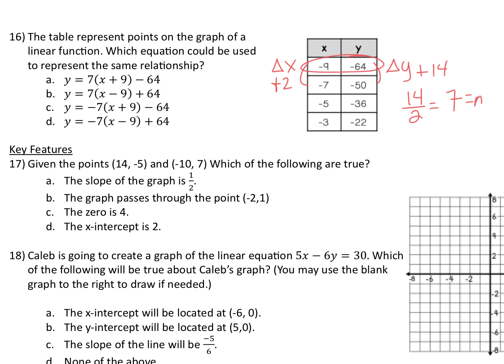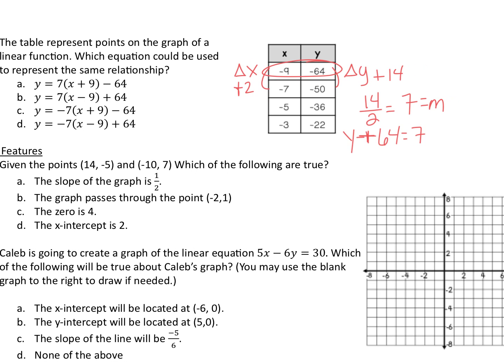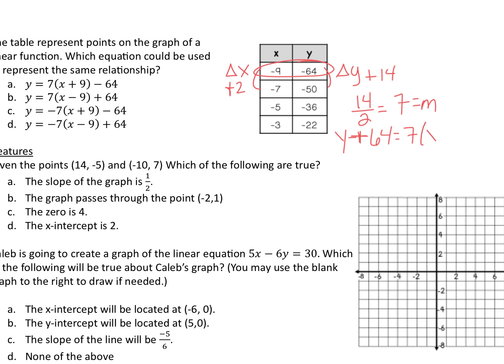Here's my slope. I've got my point, so I'm going to say y minus, again, minus a negative 64 becomes a positive, equals 7, parentheses, x minus a negative 9 is a positive. I'm going to distribute 7x plus 63. To move my 64 over, I'm going to subtract it. So y equals 7x minus 1.